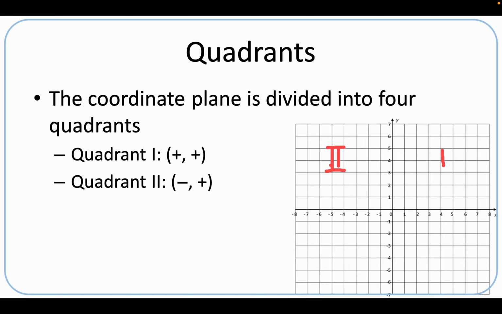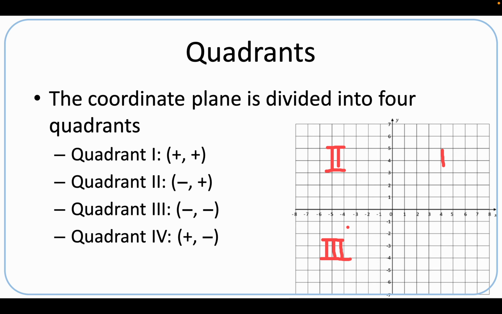And then moving clockwise, you have the second quadrant where x is negative and y is positive. And then you have the third quadrant where both coordinates are negative. And then the fourth quadrant is where you have a positive x coordinate and a negative y coordinate. So these quadrants can help us identify where a point is. You might be asked in your assignments, if we have a point plotted over here, what quadrant is this? And you could say it's the second quadrant.